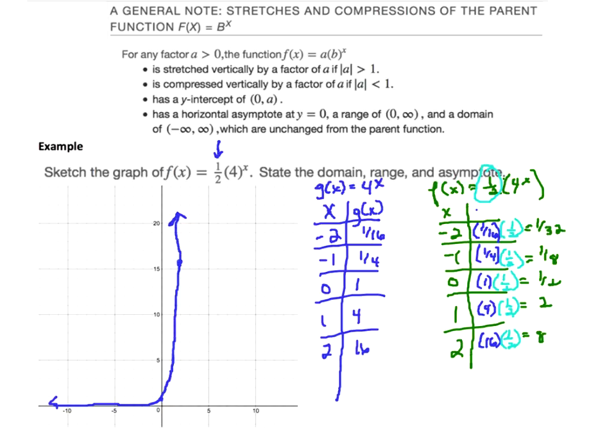So -2, 1/32, -1, 1/8, 0, 1/2, 1, 2, and 2, 8. So you can see that the new function doesn't rise quite as quickly as our parent function 4 to the x did.